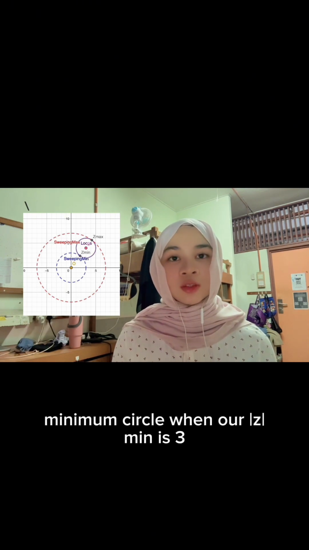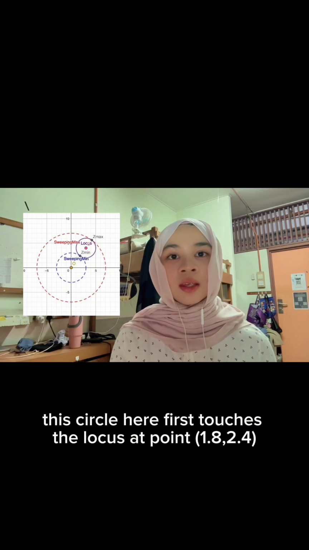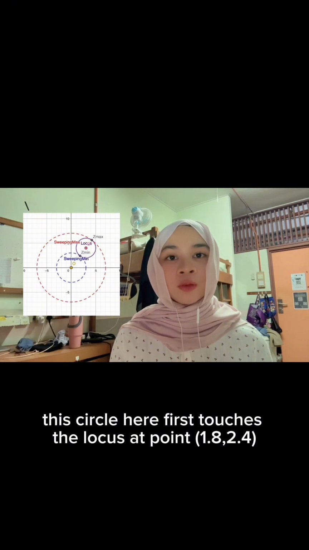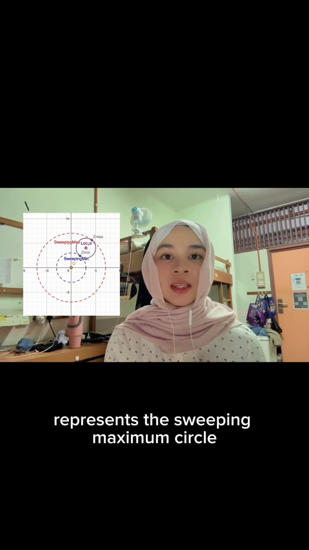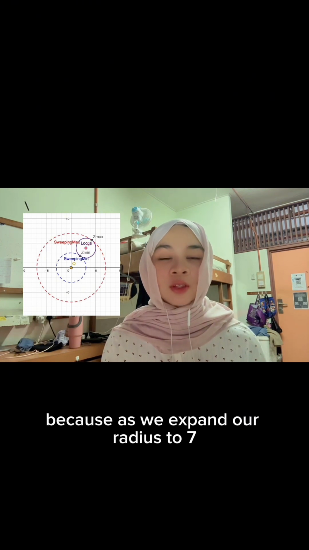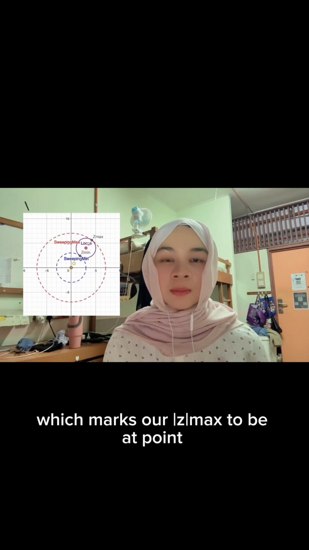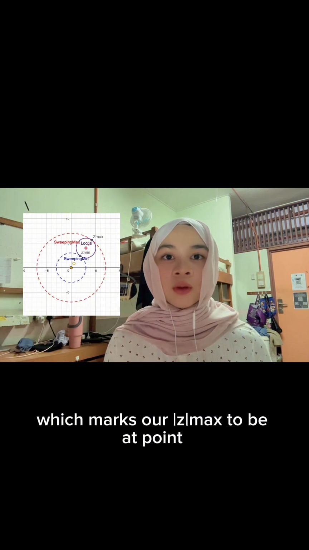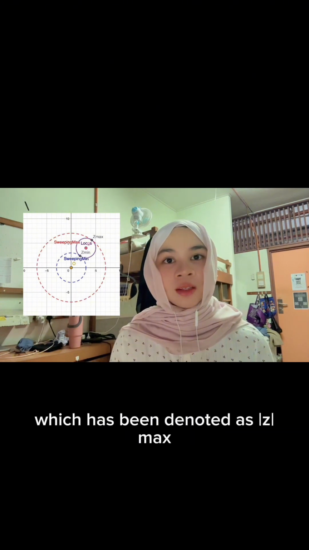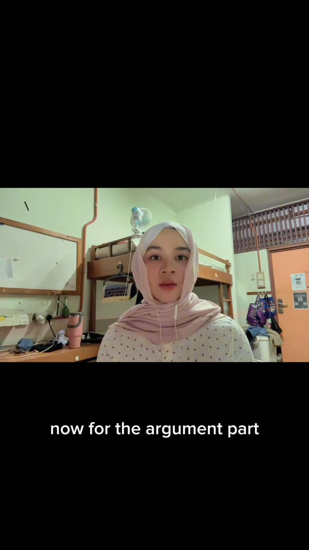When our z-min is 3, this circle here first touches the locus at point 1.8, 2.4, and the red dashed line here represents the sweeping maximum circle, because as we expand our radius to 7, our locus is perfectly inscribed within the circle, which marks our z-max to be at point 4.2, 5.6, which has been denoted as z-max. Now for the argument part, we have two lines right here, orange and green lines.